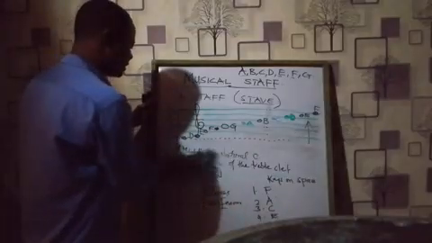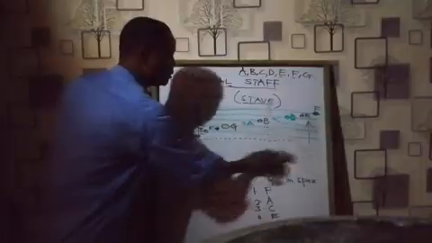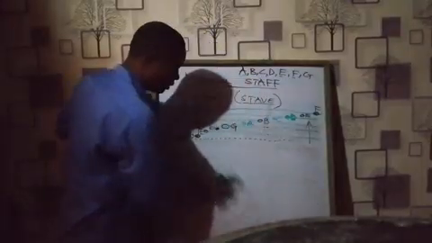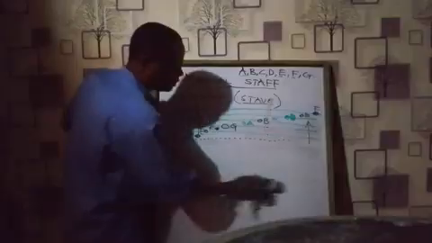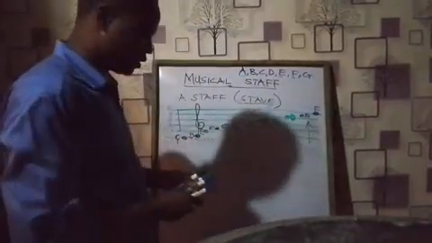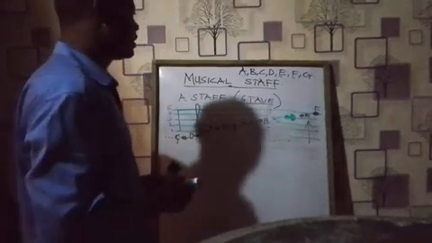Now let's go to the second part of the clef. It's divided into two. The second one is the treble clef or G clef. Treble or G clef. This determines our pitch on the staff. Before I forget, the treble clef deals with what? Higher pitch.